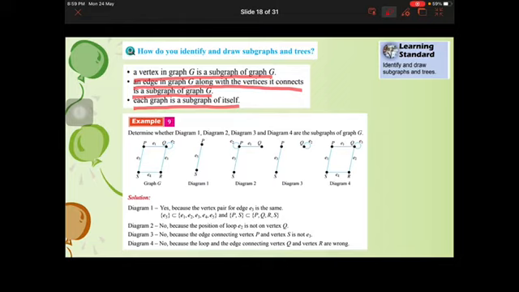Diagram 1. We are given the graph G here. This is graph G. So diagram 1, is it a subgraph of the graph G?